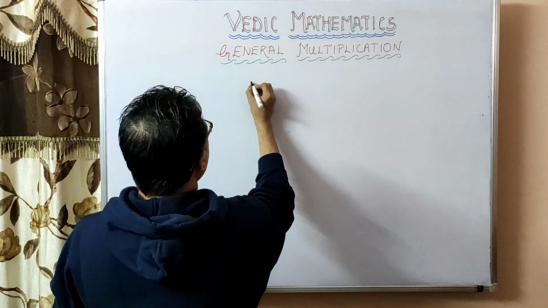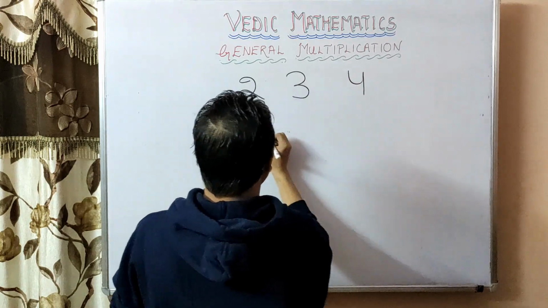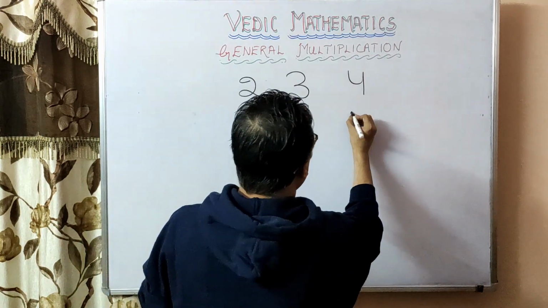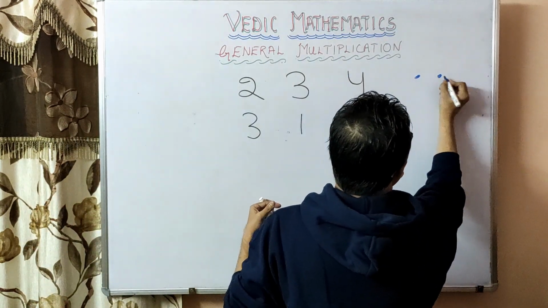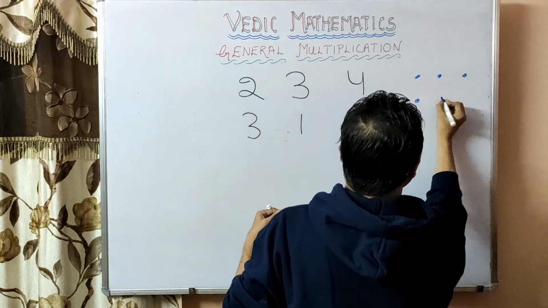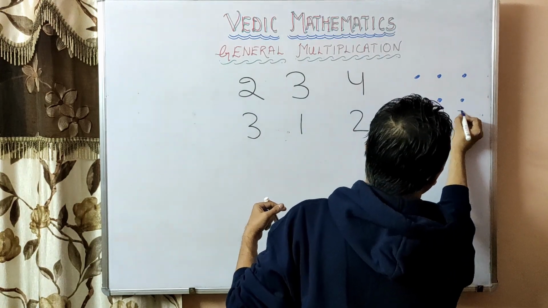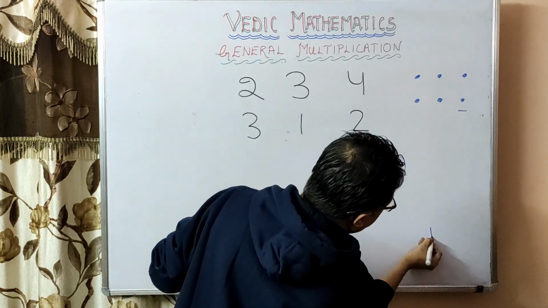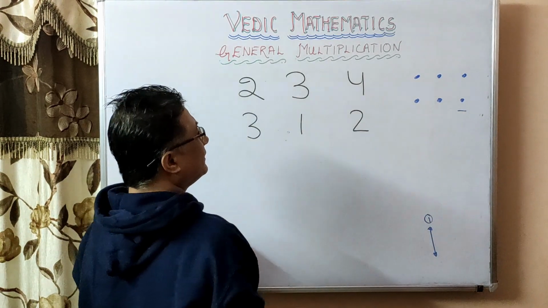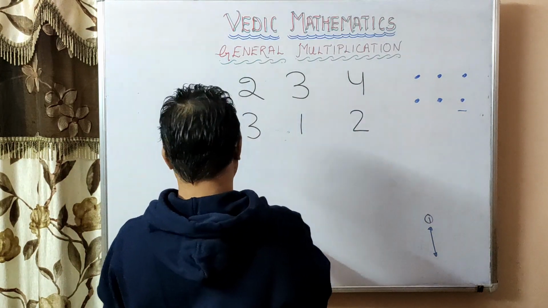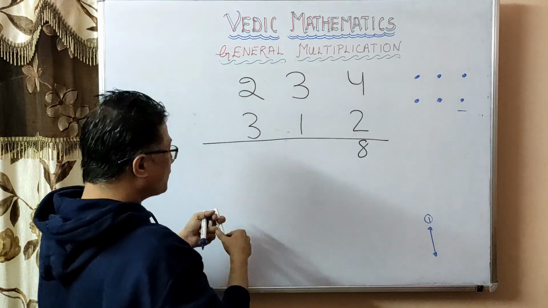For example, now suppose you have to multiply 234 with 312. So now, suppose these are the numbers. So as I said, in step 1, you will consider only the units related. So the path will be this. Step 1. The path will be this. So 4 2s are 8.